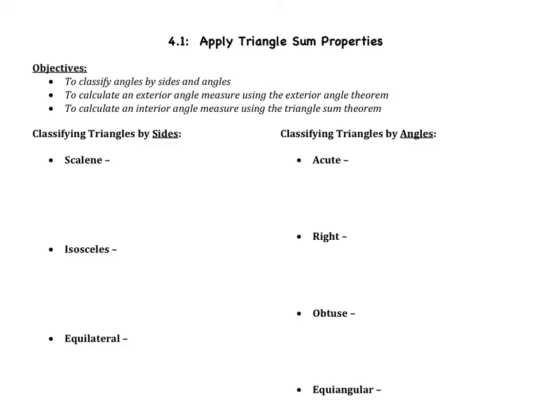This video covers Section 1, which is Apply Triangle Sum Properties. Chapter 4 is all about triangles, so this first section is just the basics. We have three objectives that we're going to cover. We are going to classify triangles by sides and angles. We are going to calculate an exterior angle measure using the exterior angle theorem. And then we're also going to calculate interior angle measures. We're going to start off with some definitions and some ways to classify sides.